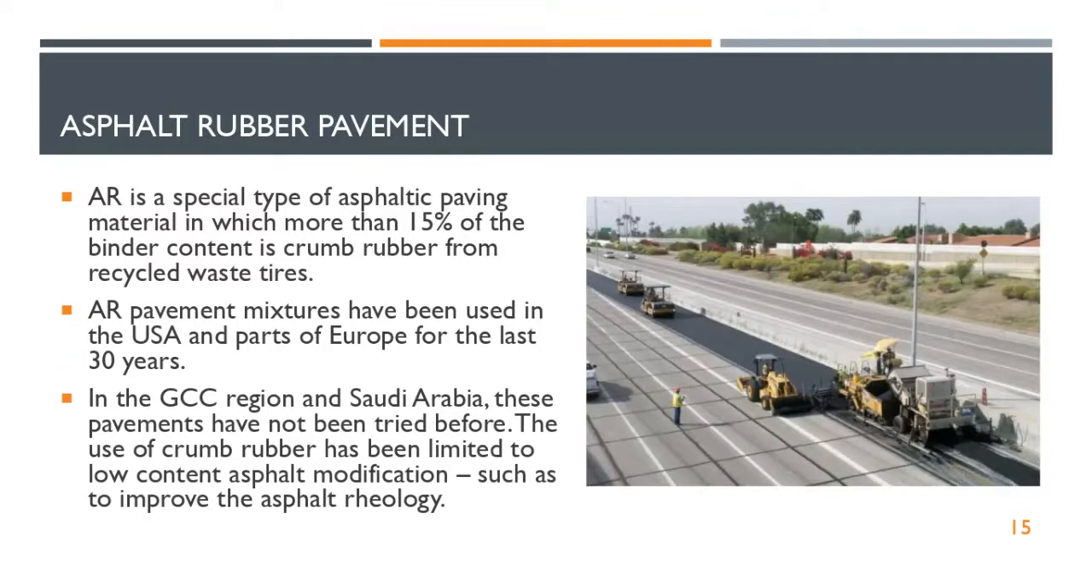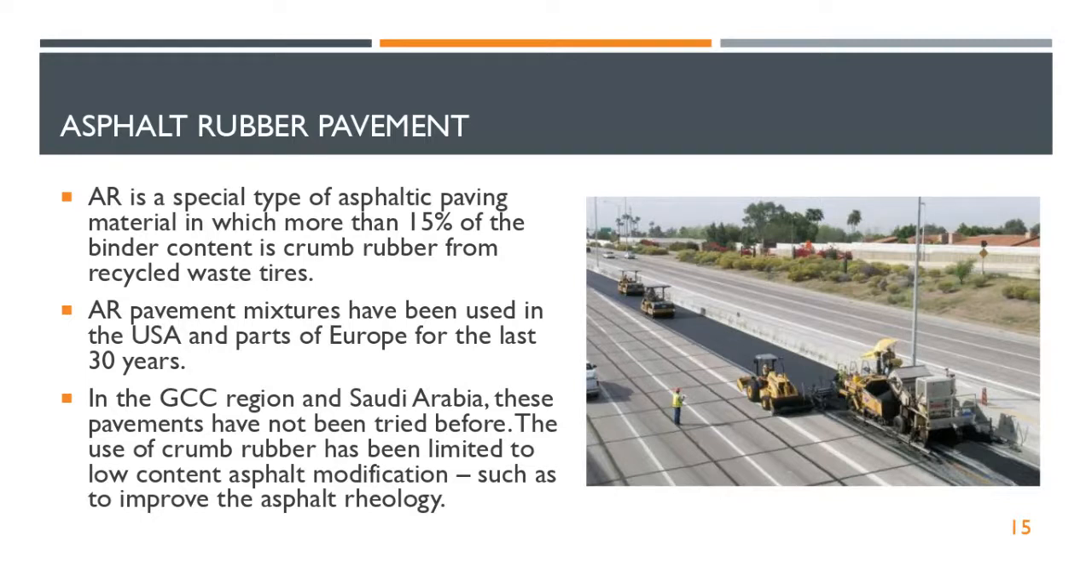And so what is asphalt rubber pavement? It's a special type of asphaltic paving material in which more than 15% of the binder content is crumb rubber from recycled waste tires. This has been in use for about 40 years, significantly in the US, in Arizona, and it's taken traction in California and Louisiana. It's a technology which has been under development for quite some time, and it is being used in the USA and in parts of Europe. However, in the GCC and Saudi Arabia, these pavements have not yet been tried before.